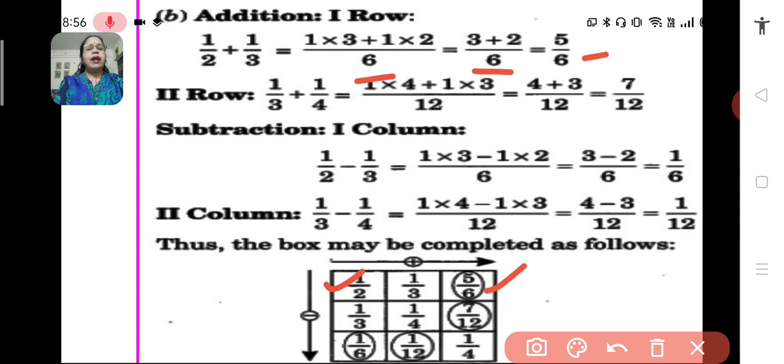In the second row we have 1 upon 3 and 1 upon 4. So, when we add 1 upon 3 and 1 upon 4, we take the LCM of 3 and 4, which becomes 12, and then we change both the fractions into equivalent fractions with 12 as the denominator, and then we add the numerators. So, what do we get? We get 4 plus 3 upon 12, and 4 plus 3 becomes 7 and the denominator is 12. So, 7 upon 12 is the fraction that we get by adding 1 upon 3 and 1 upon 4. So, this is the result.